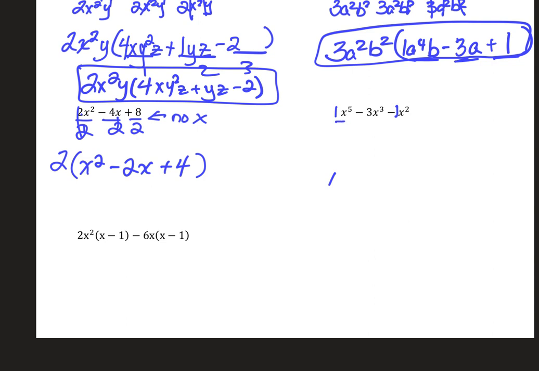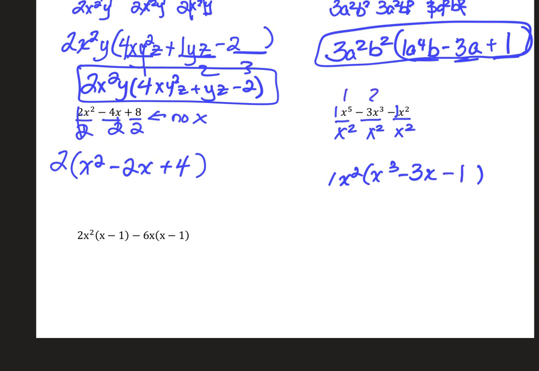But we do see that x is in here. X is in all 3. And x to the 5th, 3rd, and squared. So it's x squared. And now we just divide. There's no numbers to divide, so we're just subtracting exponents. So 5 minus 2 is 3. 3 minus 2 is 1. We keep that 3. And then x squared divided by negative x squared divided by x squared is negative 1.